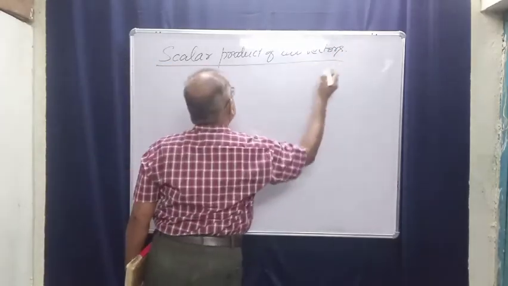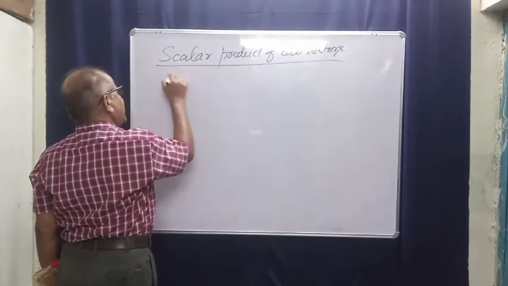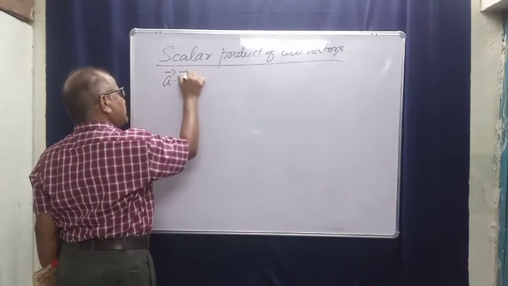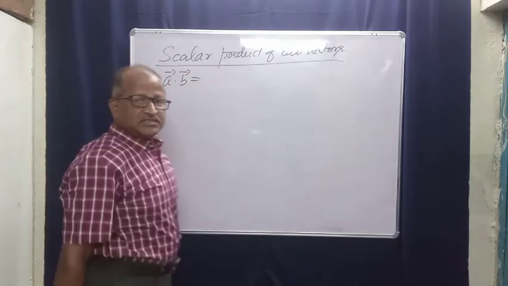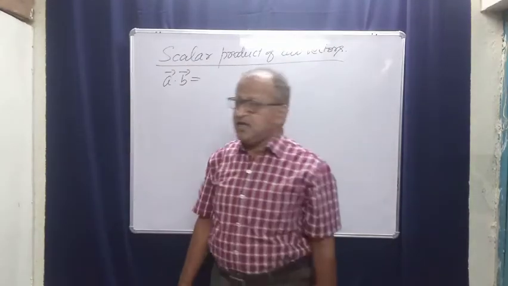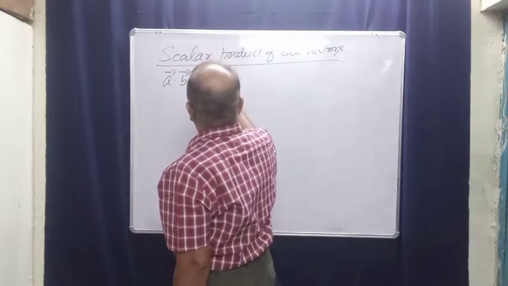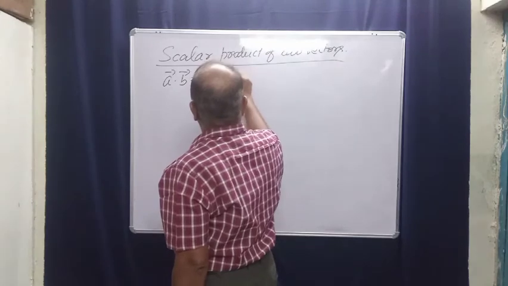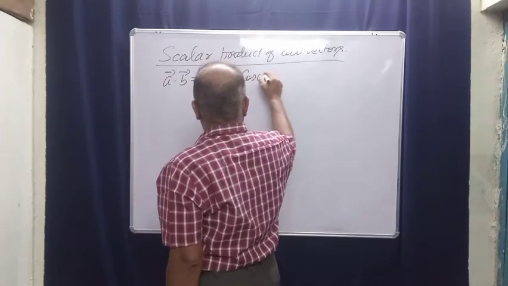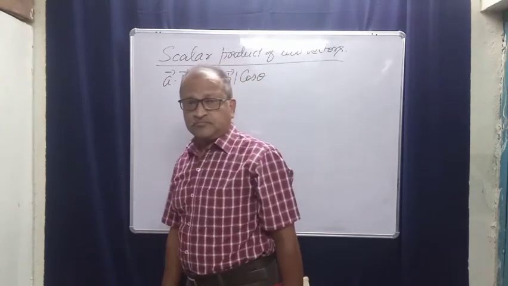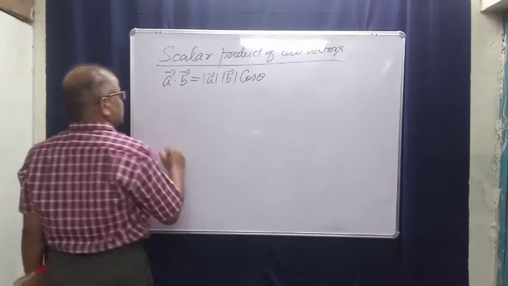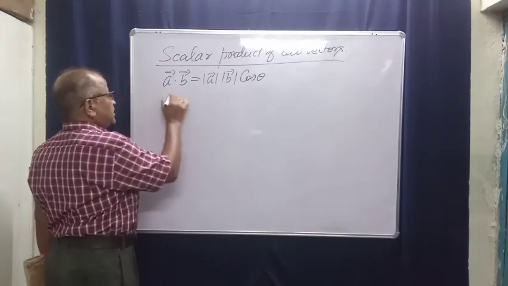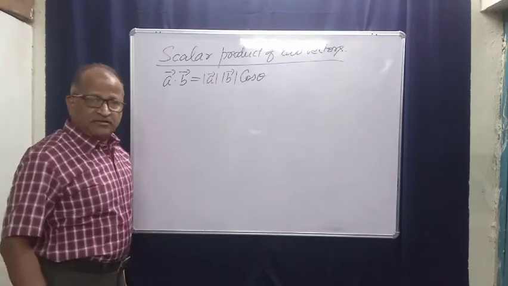This was discussed. If A and B are two vectors, then A dot B, the scalar product of A and B, is magnitude of A into magnitude of B cos theta. A dot B is this, right?